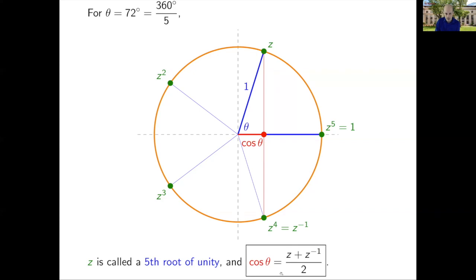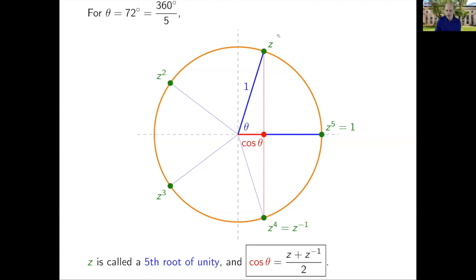And so this gives you a relationship between the angle theta, which in this example was 72 degrees, and this complex number z, which is a root of unity. And so this lets you replace the cosine of the angle by something that, even though it's complex numbers, is actually simpler because it doesn't involve this complicated function cosine, it just involves some number whose 5th power is 1. And that's easier to deal with.